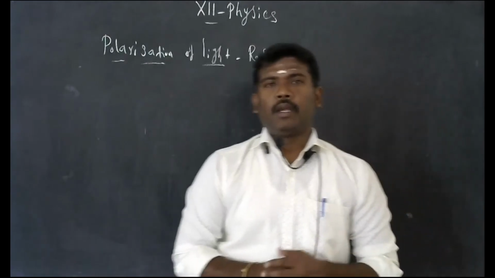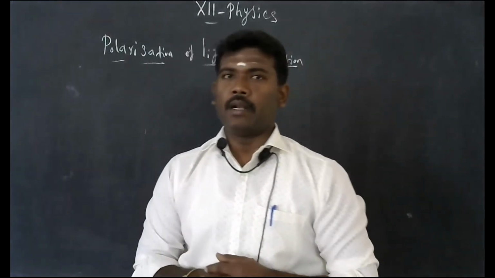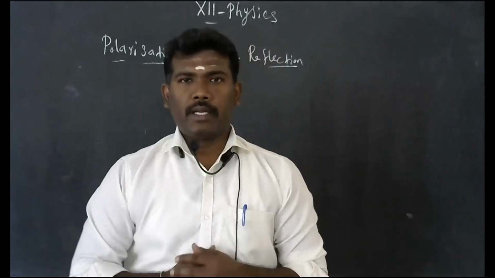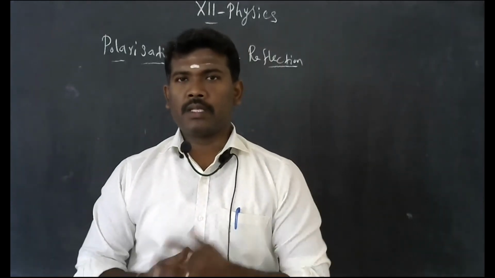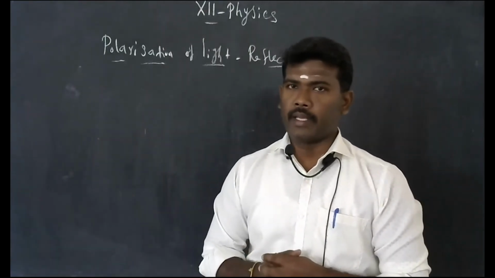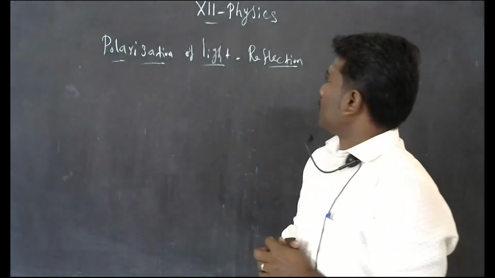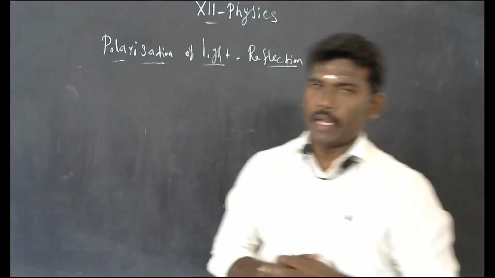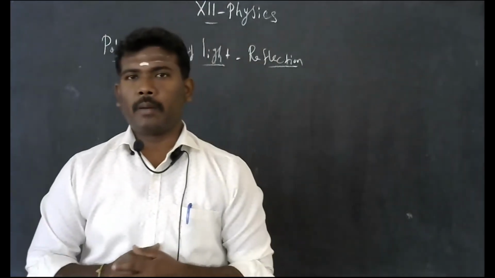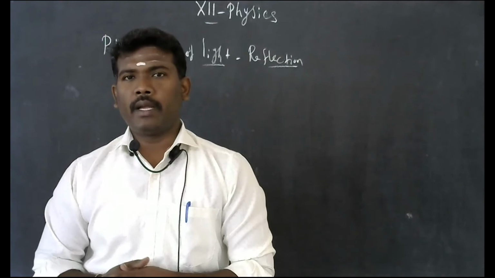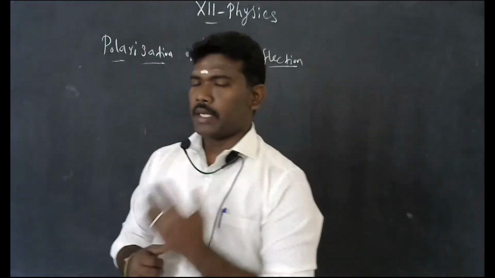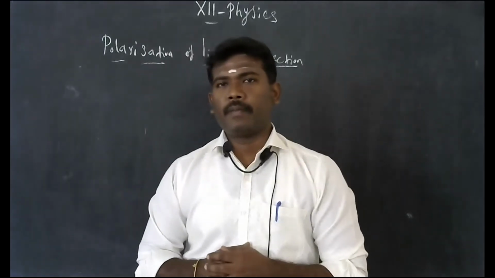So according to the phenomenon of light reflection, we can produce polarized light. This is the easiest way to produce polarized light compared with any other technique. Here, in the reflection process, we are going to use a transparent material. We know that any transparent material can be partially reflected and partially transmitted.